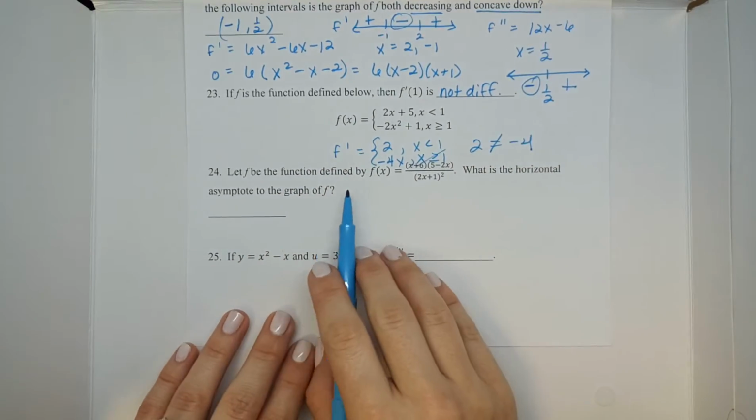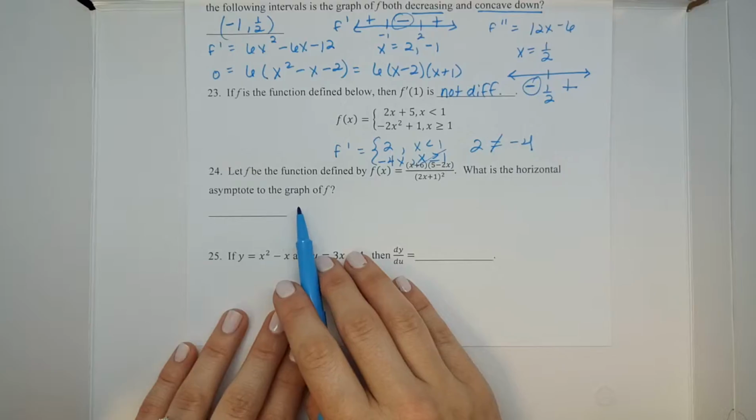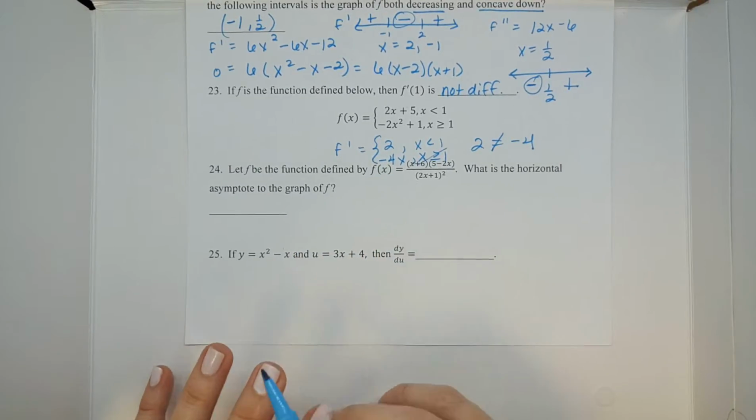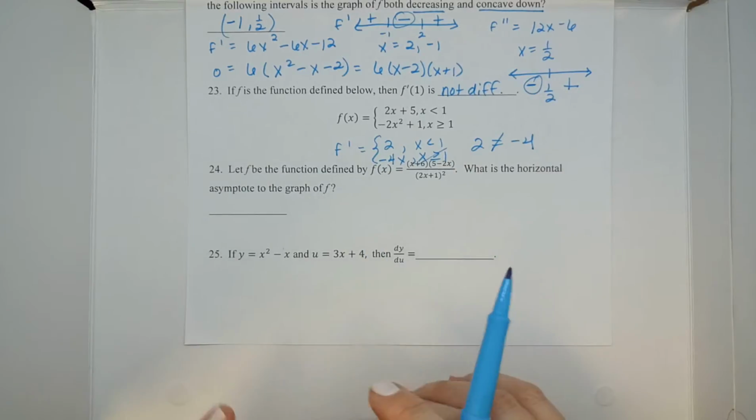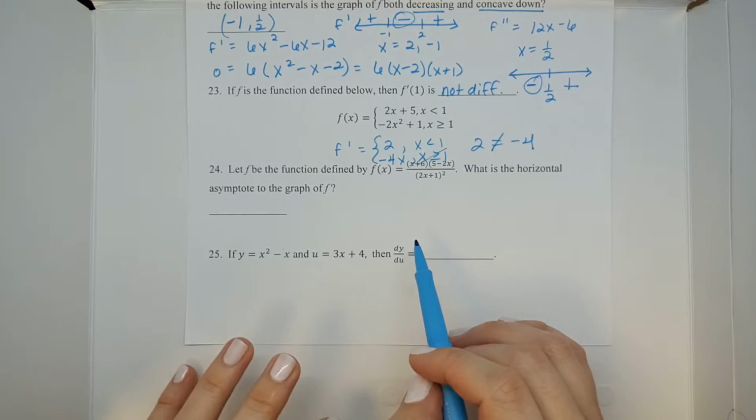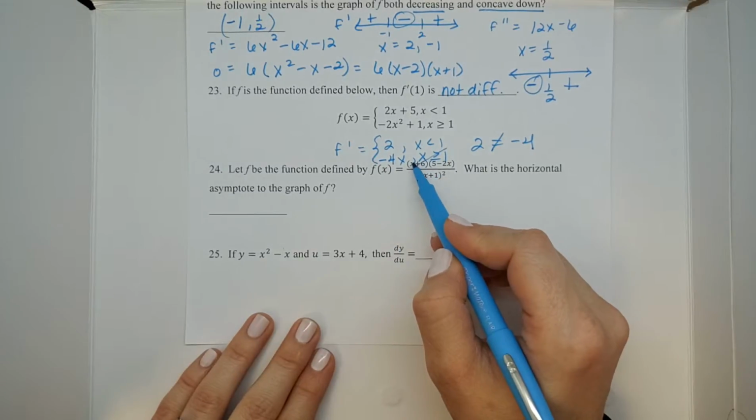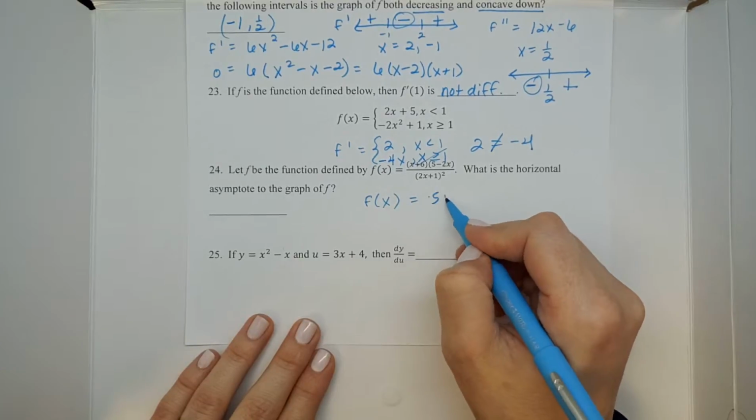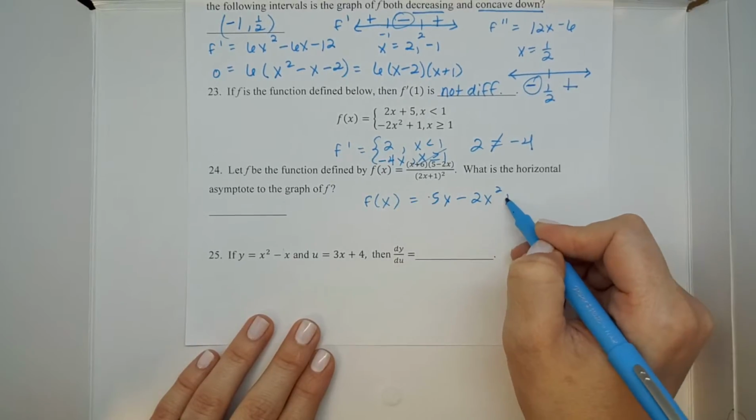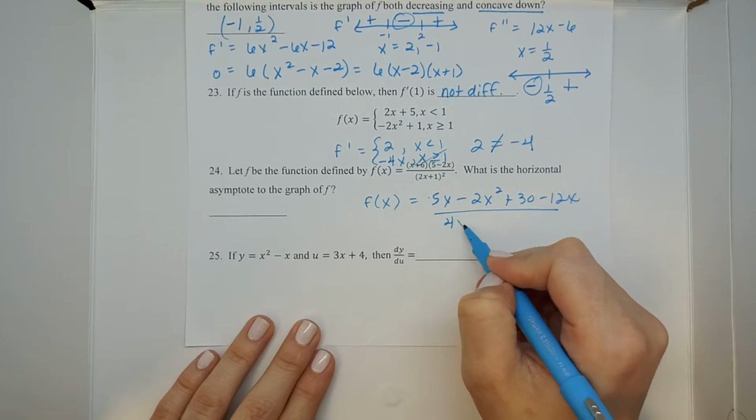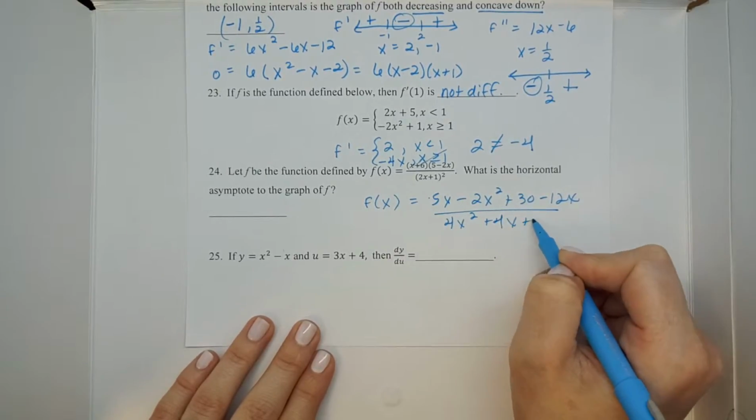Okay, number 24, we've got the function f. We want to know the horizontal asymptote. So horizontal asymptote is the same thing as limits as x approaches infinity or end behavior, all the same question. We need to be able to see the highest power of x on top and the highest power of x on the bottom. So if I go ahead and distribute this, I would have 5x minus 2x squared plus 30 minus 12x divided by 4x squared plus 4x plus 1.